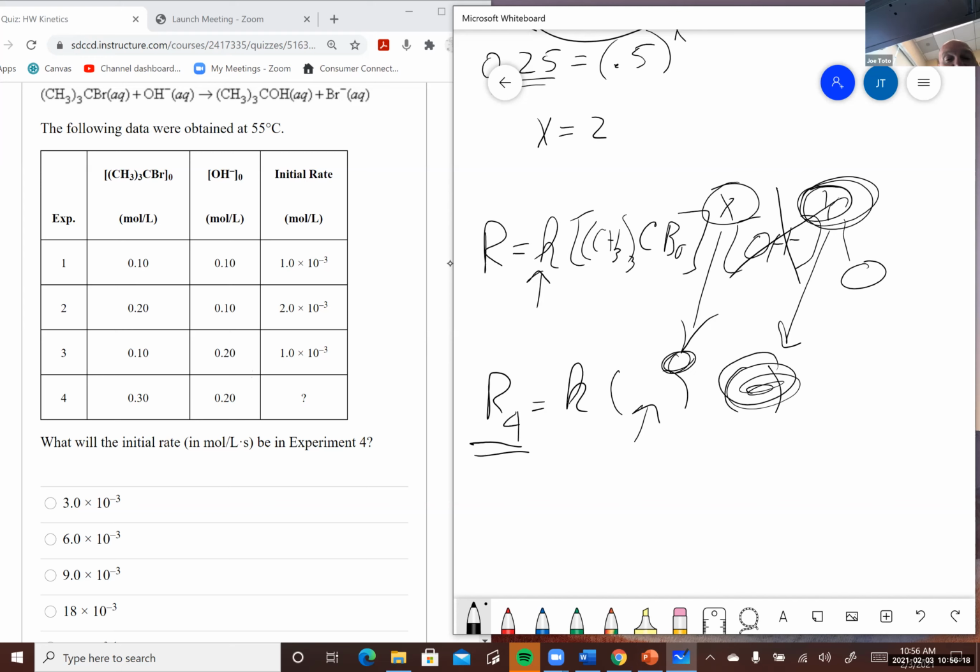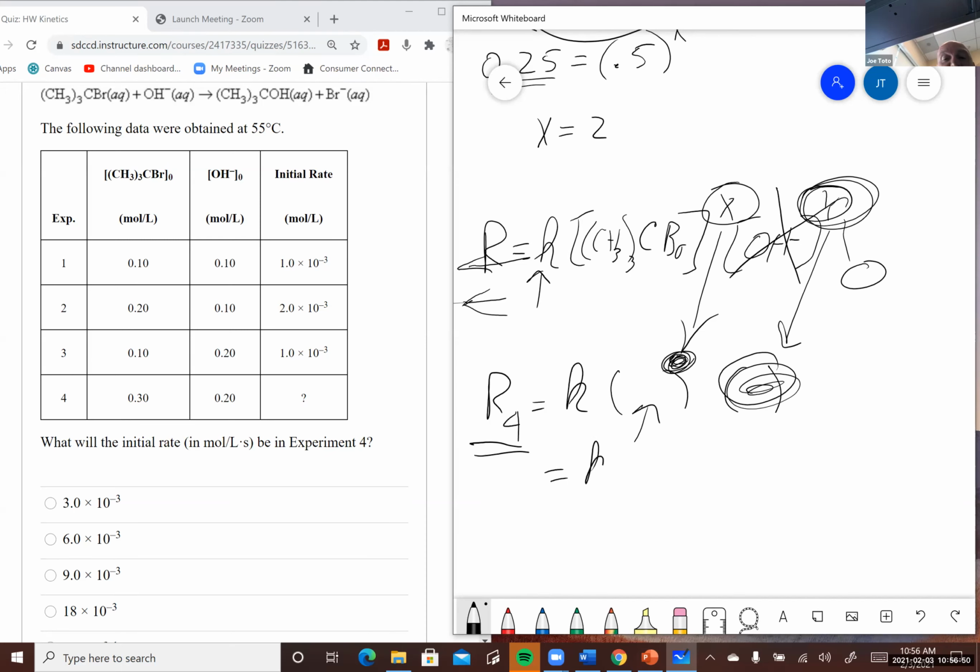You look at experiments 1 and 2 over here. You see that the rate doubled. It went from 1 to 2, while the concentration of that organic bromide went from 0.1 molar to 0.2. So it doubled. When the concentration doubles, the rate doubles. That's first order. So this is a 1 over here.